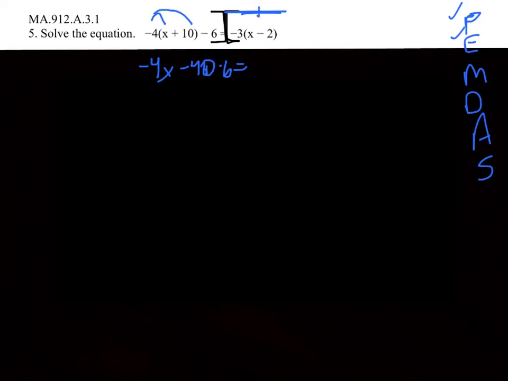There's nothing inside the parentheses we can solve, so we'll distribute that -3 to both, just like we previously did. -3 times x is -3x. And then -3 times -2 is +6. Two negatives make a positive. Two wrongs make a right. Okay, now here's the deal.